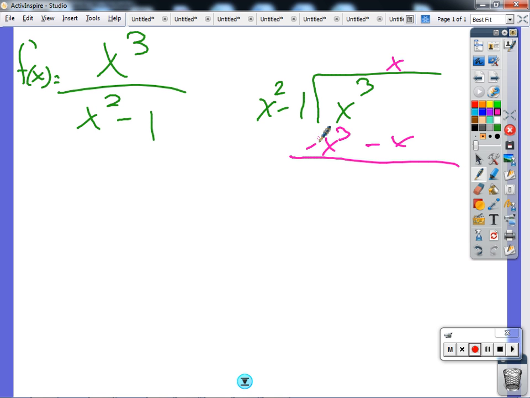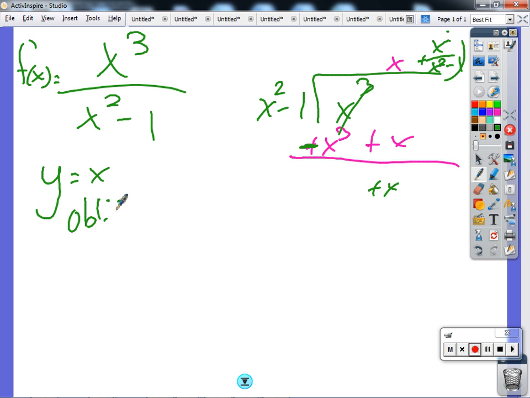Subtracting, we get plus x. How many times can x squared go into x? Can't. So what's the remainder? x over x squared minus 1. Now, can I really graph this part of it? No, I can't. So my oblique asymptote is y equals x.